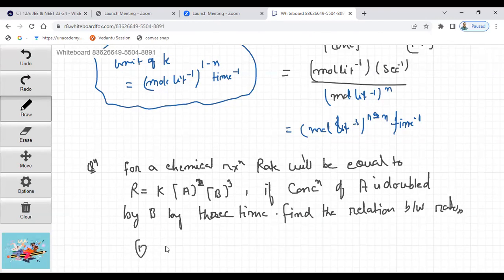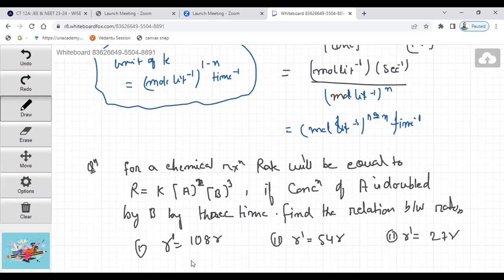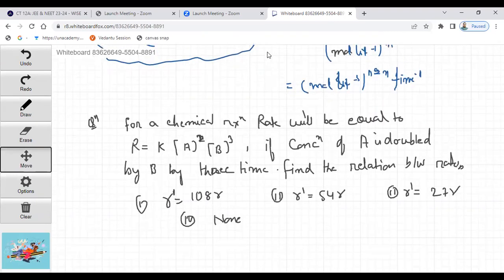Please try to understand. First, R dash value will be equal to 10R. Second, R dash will be equal to 54 into R. Third, R dash will be equal to 27 into R. The fourth option, D, is none. Please try once and confirm in the chat box. After that, I will discuss the question. I am giving you 1 to 2 minutes.